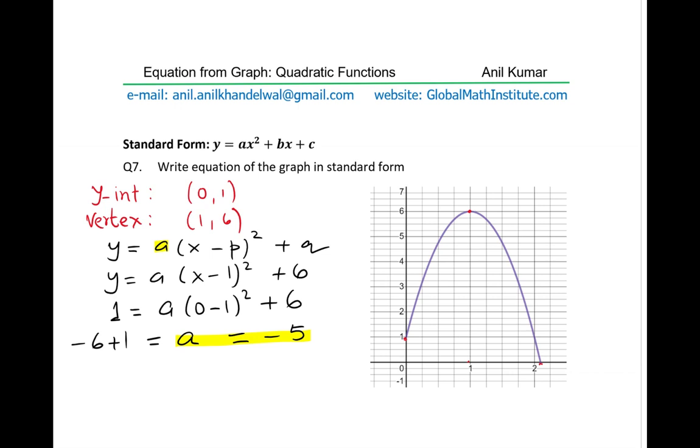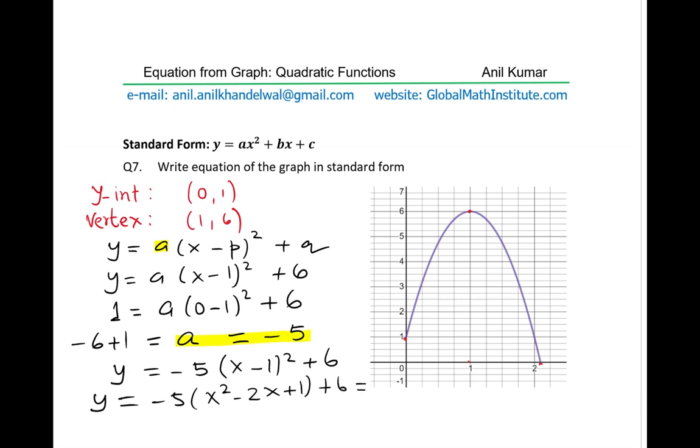So what we get here is y equals minus 5 times (x minus 1) whole square plus 6. Since we need to write in standard form, I have to open this bracket, right? So let's open the bracket and simplify. (x minus 1) whole square is x square minus 2x plus 1, plus 6.